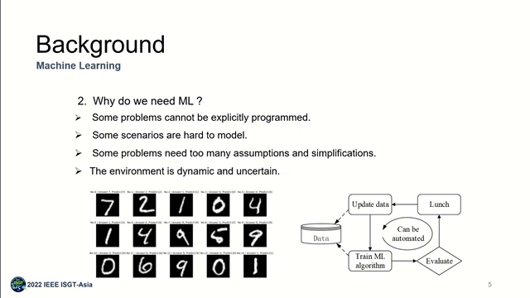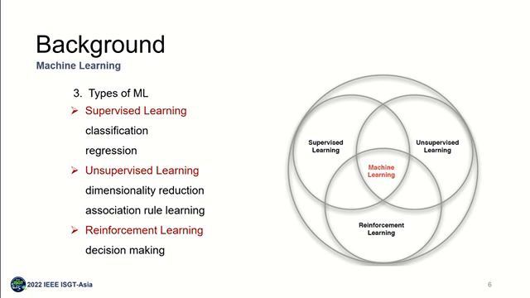So why do we need machine learning? There are four reasons. First, some problems cannot be explicitly programmed. Second, some scenarios are hard to model. Then, some problems need too many assumptions and simplifications. Finally, the environment is dynamic and uncertain. The types of machine learning are supervised learning, unsupervised learning, and reinforcement learning. The proposed method in this paper belongs to the field of reinforcement learning.